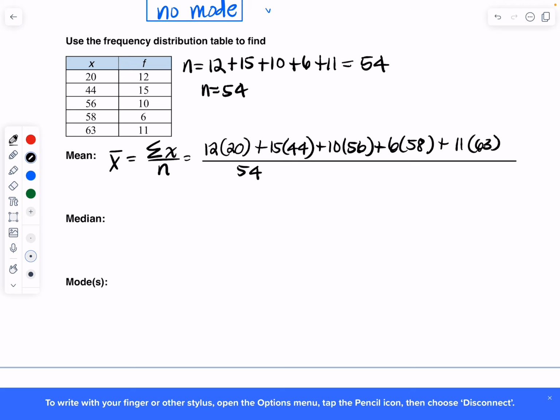Okay, so again, you're going to do 12 parentheses 20 plus 15 parentheses 44 plus 10 parentheses 56 plus 6 parentheses 58 plus 11 parentheses 63. And then I'm double checking everything. So 12 times 20, 15 times 44, 10 times 56, 6 times 58, 11 times 63, and I'm hitting enter. I got 2501, so 2501, and I'm dividing that by 54 to find x bar. Okay, so divided by 54, and I got 43.314. Again, I'm going to round to the hundredths value, so x bar equals 43.31. And that is my mean.